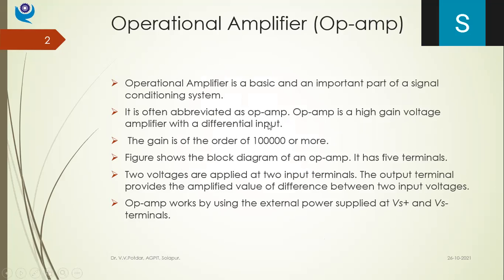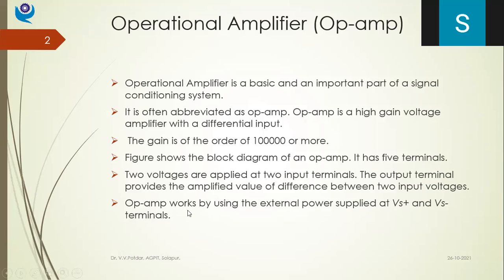Such questions will be there in your MCQ. Op-amp is a high gain voltage amplifier. Options could be low gain, minimum gain, whatever. It is a high gain voltage amplifier with very high impedance. The gain is of the order of 1 lakh or more. The figure shows the block diagram of an op-amp. It has 5 terminals, as we have just seen. 2 voltages are applied at 2 input terminals on the left hand side. The output terminal provides the amplified value of the difference between the two input voltages. So it is receiving differential input.